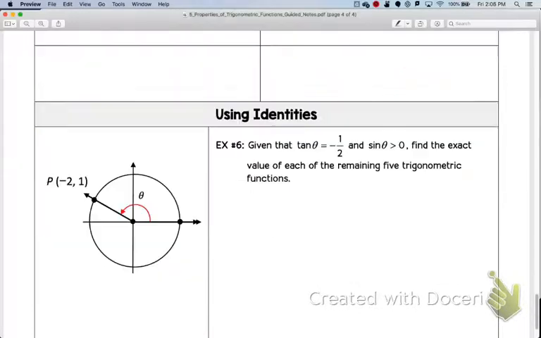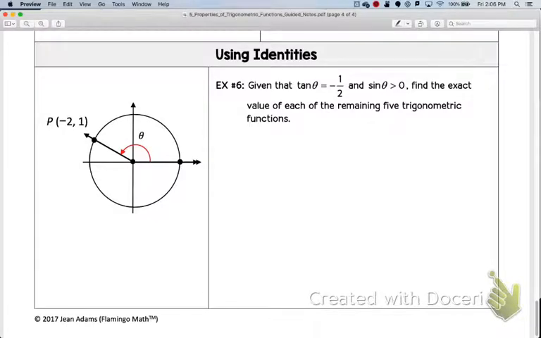All right, so for our last example, we're going to use these identities. Example 6 says, given that tangent of theta is equal to -1/2 and sine of theta is larger than 0, so that makes it positive, find the exact value of each of the remaining 5 trig functions. Okay, so we have our point P, make our reference angle. Theta is this whole entire angle, but we're going over -2, we're going up 1. 1 squared plus 2 squared is 5, so my radius is √5.